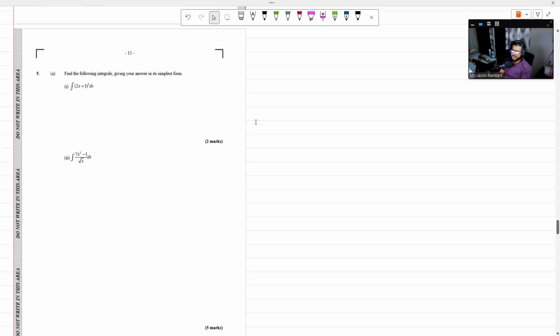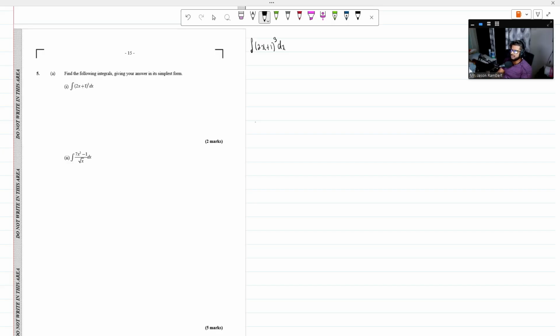Number 5, find the following integrals giving your answer in its simplest form, 2x plus 1 cubed. All right, we can make a substitution here. The integral of 2x plus 1 all cubed dx. I can use the shortcut to integration here. It's just 2 marks, so we can use the shortcut, right?